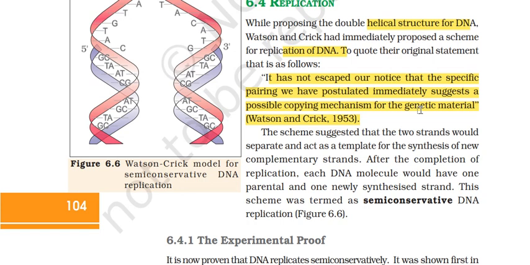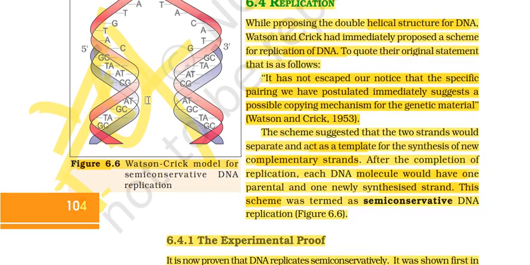The scheme suggested that the two strands would separate and act as a template for the synthesis of new complementary strands. Fine. If this double helix would separate, we have now two single-stranded DNA molecules. Each can act as a template and give rise to daughter DNA. After the completion of replication, each DNA molecule would have one parental and one newly synthesized strand. एक तो parental अपना है और जिसका complementary, now another daughter strand will come. That will come afterwards.